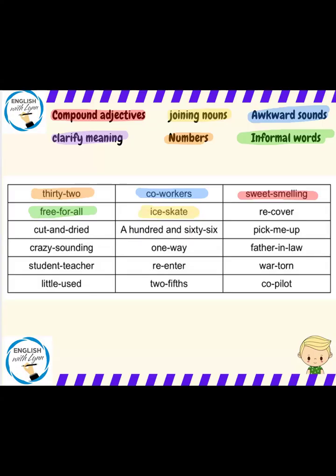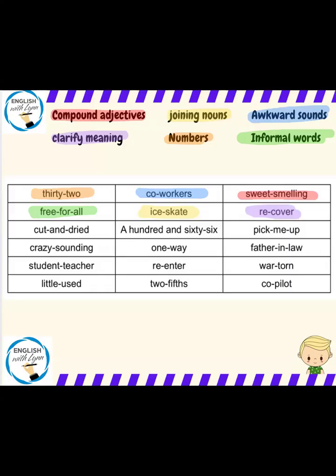And the next one, look at the way that the prefix has been used. Re-cover. That means that I am going to cover something again. Okay, as opposed to if I recover and I get better. So re-cover means to cover again, and I am using the hyphen there to clarify the meaning, because it doesn't mean to get better, it means that I am covering something again.